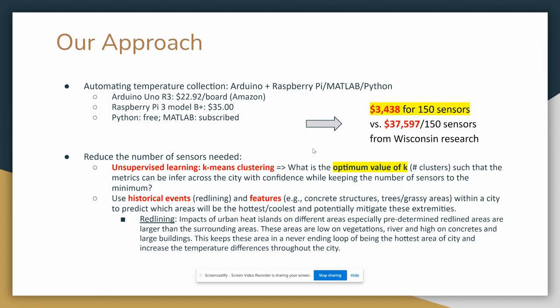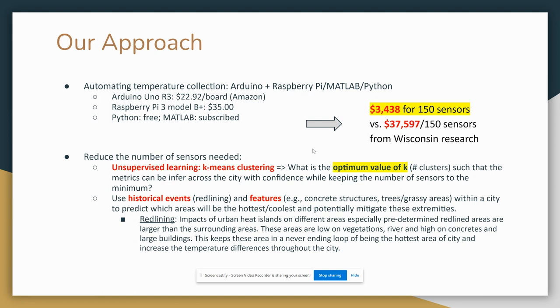The first solution our team proposed is to use the microcontroller Arduino coupled with software, such as Raspberry Pi, MATLAB, or Python, to automate the collection of air temperature. As we can see, for 150 sensors, our approach only costs $3,400 as opposed to $37,000 for the Wisconsin research. That's one-tenth of the cost. Plus, our approach only requires labor at the installation stage, hence meeting the requirement of reduced labor.